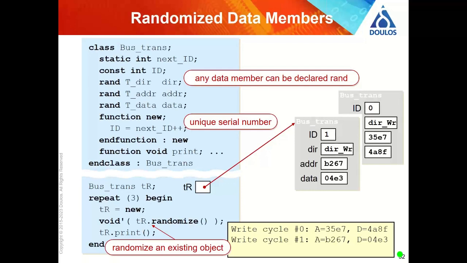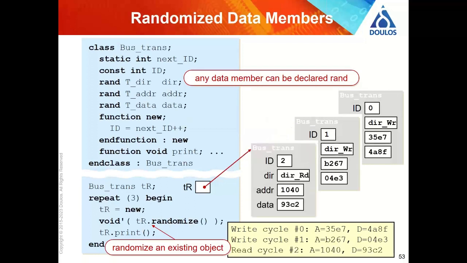Randomize actually returns a true or false. So here we're just throwing that away. And then we're calling the print function to print it out. So we go around this loop 3 times. When we call new again, that creates a new object. Okay, so the old object is no longer being accessed. So it automatically gets garbage collected. Okay, so it gets cleaned up automatically. And TR is now pointing to a new object, which we're randomizing again. And again, we can do the same again with the third object. Okay, so creating objects, randomizing objects, cleaning up when they're finished works very easily in SystemVerilog.